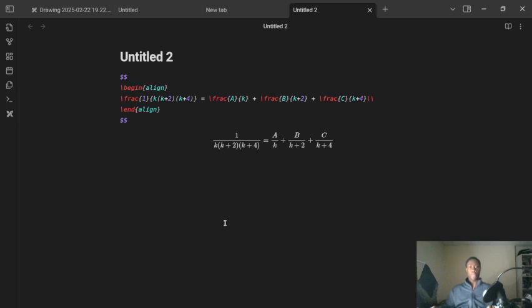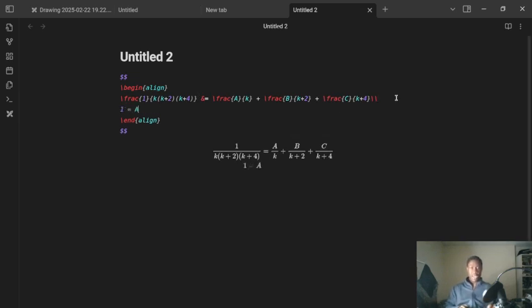Okay, well, here what can I do? I can multiply both sides by the denominator. If I do that, on this side I'm going to be left with the numerator, which just happens to be 1, so that's really nice. And then here, it's going to cancel the fractions. I'm going to be left with 1 equals A, well, the k is cancelled, so what's left is k plus 2 and k plus 4.